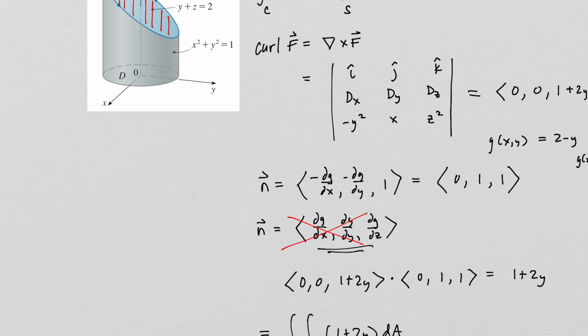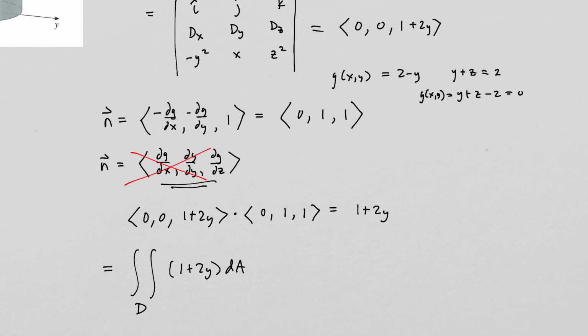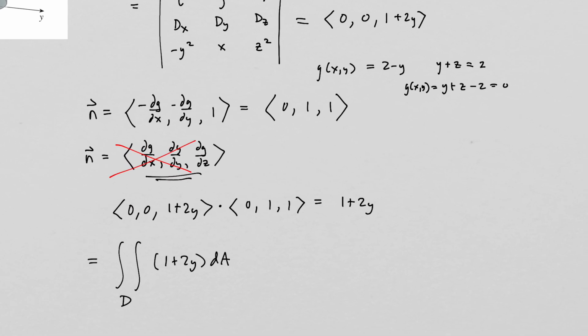Well, because our domain is the unit circle, it would behoove us to use polar coordinates here. So in polar coordinates, of course, we know x is equal to r cosine theta, y is equal to r sine theta. And so this double integral in polar coordinates becomes the integral. Theta is going to go from 0 to 2 pi.